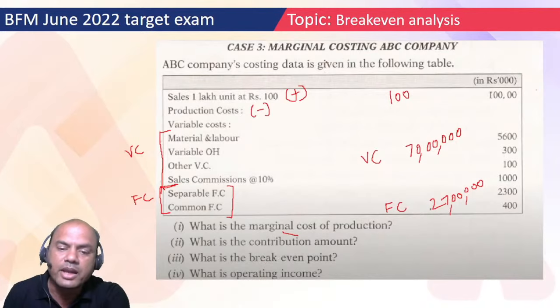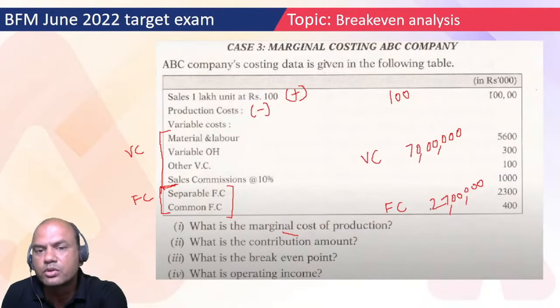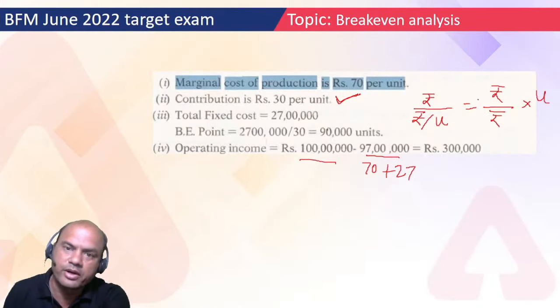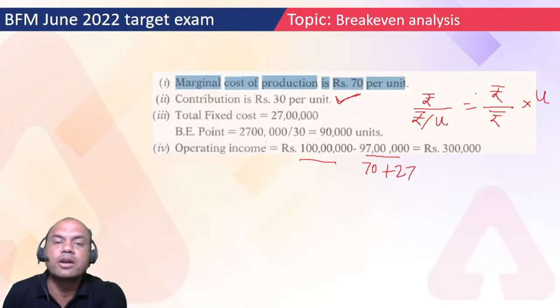Okay, break-even point, operating income, contribution, and marginal cost. You must know these formulae by heart. At least if you remember whatever I have shown in red, even then it's okay. And remember the formula for BEP, F upon C. Okay, got this point? So this was the second part of our schedule today.